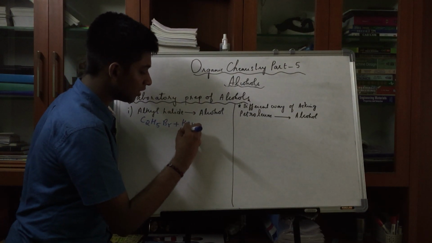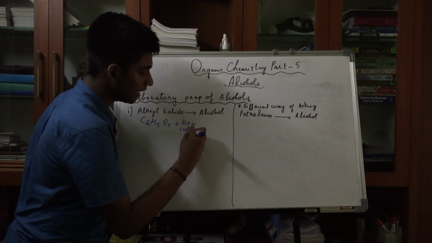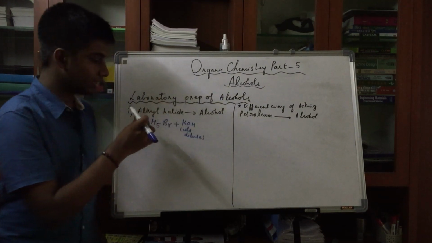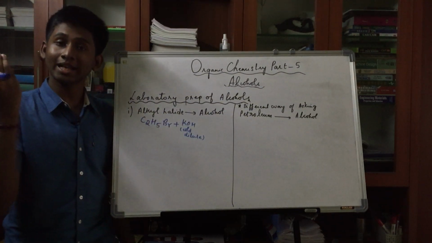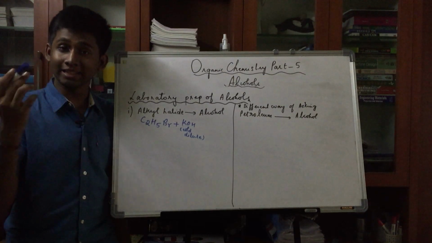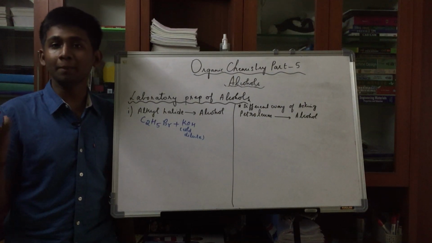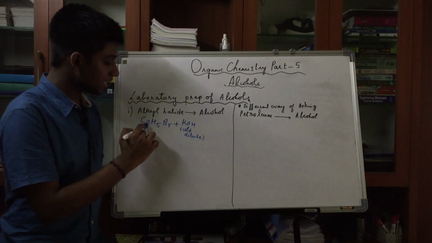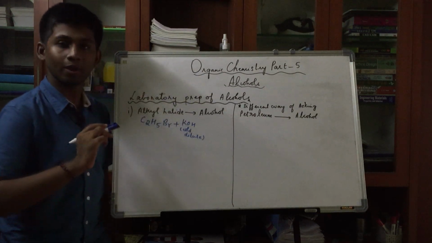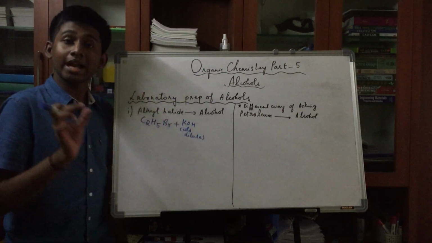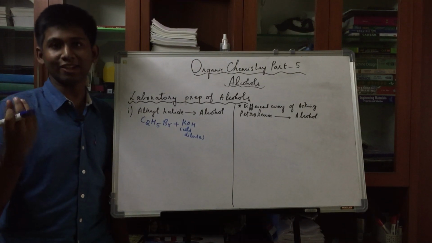So it can be cold and dilute, because when you have an alkyl halide with hot and concentrated alkali, you will get an alkene and subsequent minor products. But in the case of C2H5Br and KOH, if you use the cold and dilute form, you will get an alcohol.